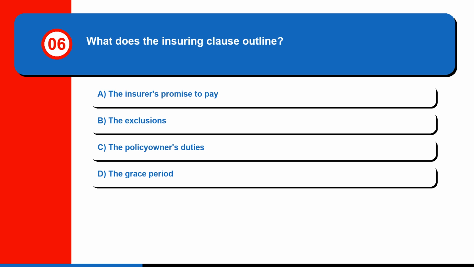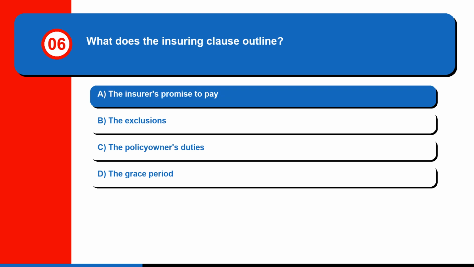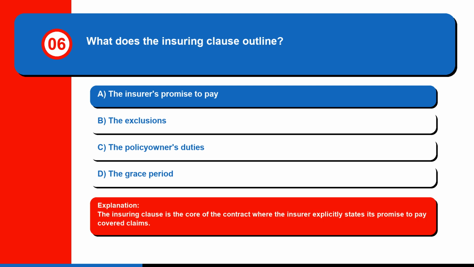Question 6. What does the insuring clause outline? A. The insurer's promise to pay, B. The exclusions, C. The policy owner's duties, or D. The grace period. The correct answer is A. The insurer's promise to pay. The insuring clause is the core of the contract where the insurer explicitly states its promise to pay covered claims.